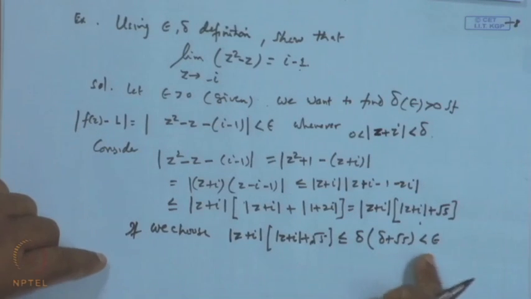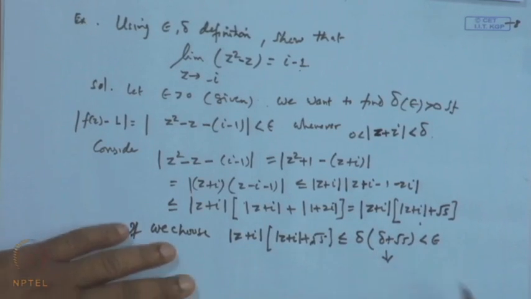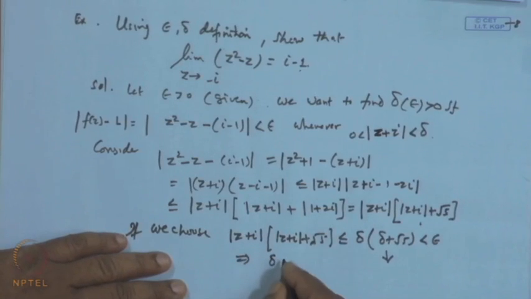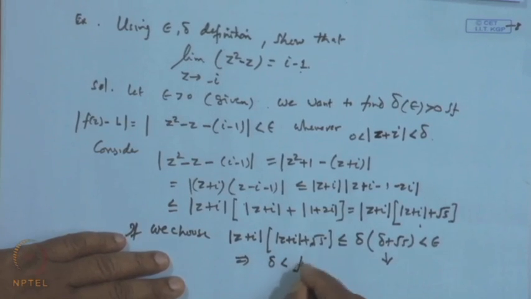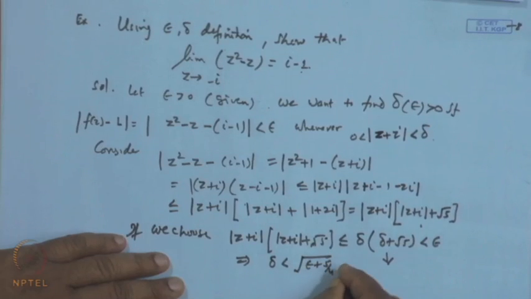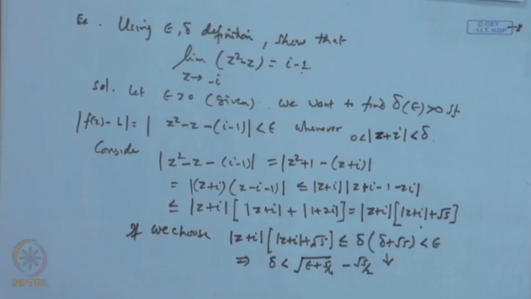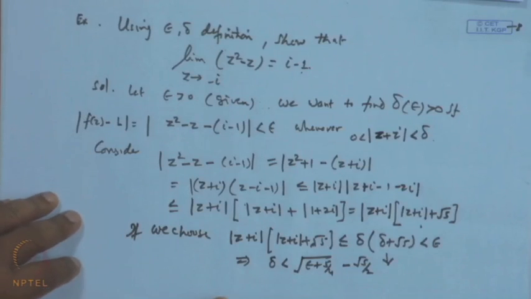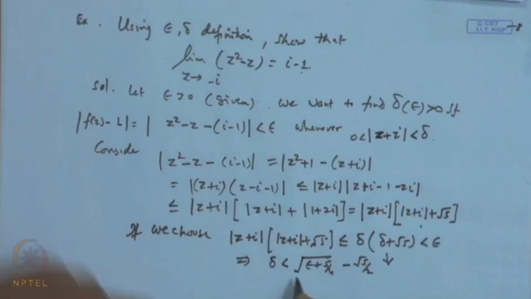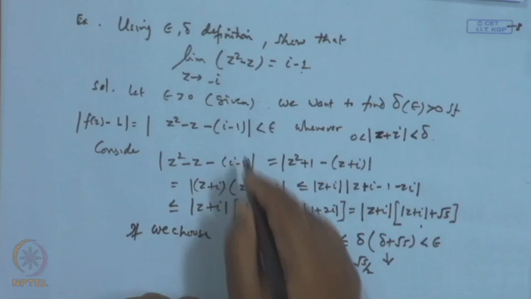So, what is this? If I solve this equation, you will find the delta comes out to be less than under root epsilon plus 5 by 4 minus under root 5 by 2. Why? Because it is just a quadratic equation, delta square plus root 5 delta is less than epsilon. Make the perfect square by adding this term, 5 by 4, whole square and so on, and then subtract it, we get this one. Okay. So, for a given epsilon greater than 0, you have got the delta which is less than this value. So, if I choose this as a delta which depends on epsilon, then the whole thing is complete.